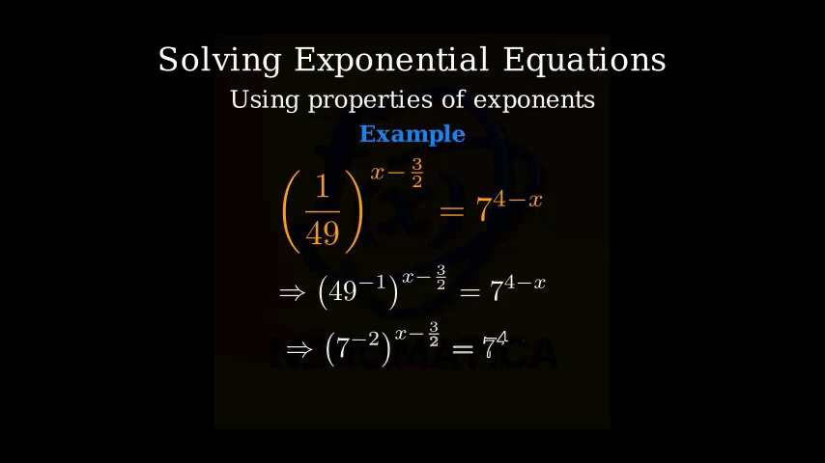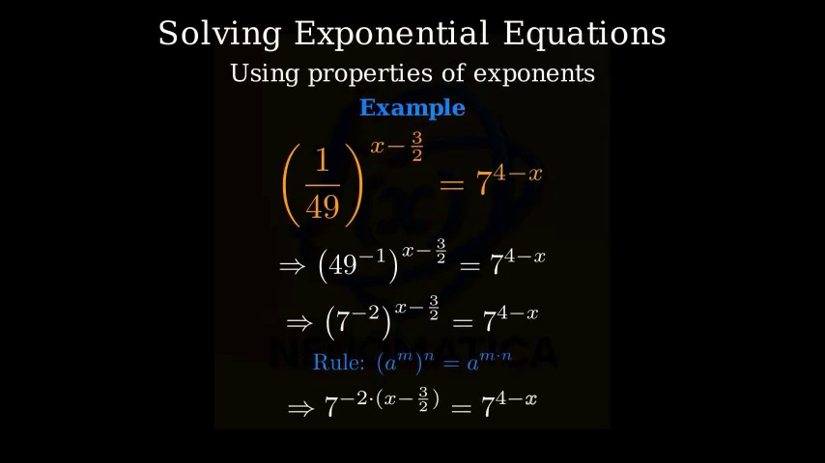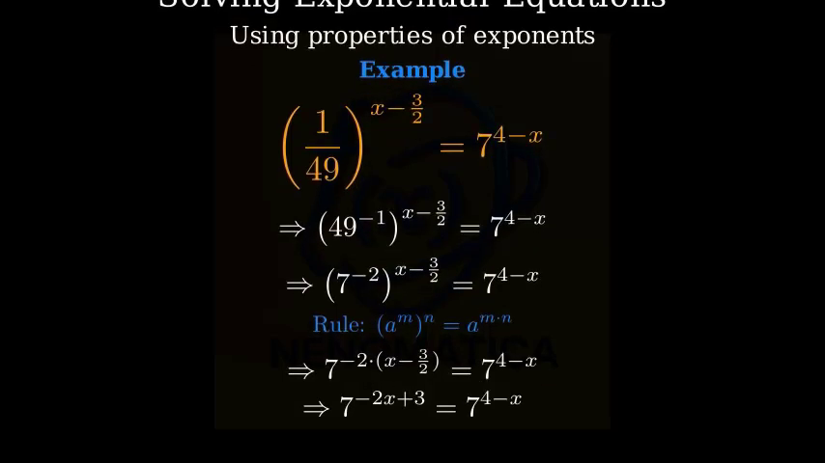Next, we'll express 49 as 7 squared. Since 49 equals 7 squared, we can rewrite 49 to the negative 1 as 7 to the power of negative 2. Now, we'll use the exponent property that states when we have a power raised to another power, we multiply the exponents.